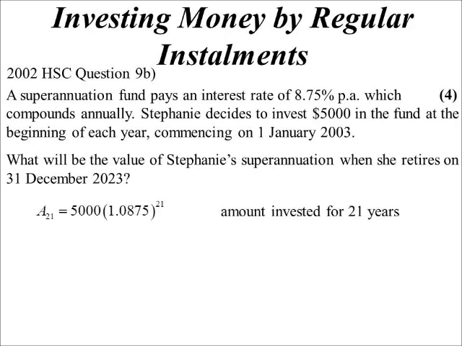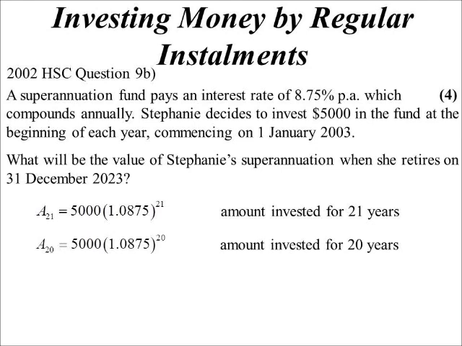So let's have a look at that first investment. So it's just compound interest. First investment is in there for 21 years, and the interest rate 8.75. So we just work out that investment. The next year is going to come along, and we're going to put another 5,000. It's only going to be invested for 20 years. So that would be compound interest, how much it's going to be.